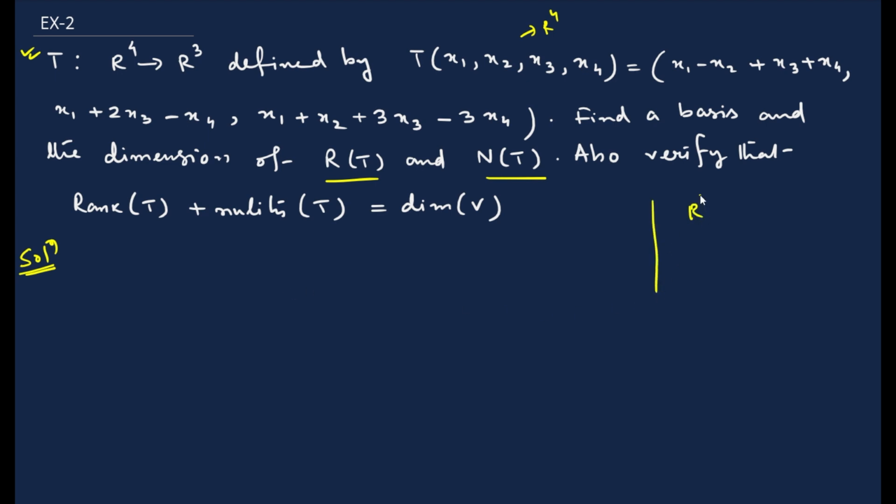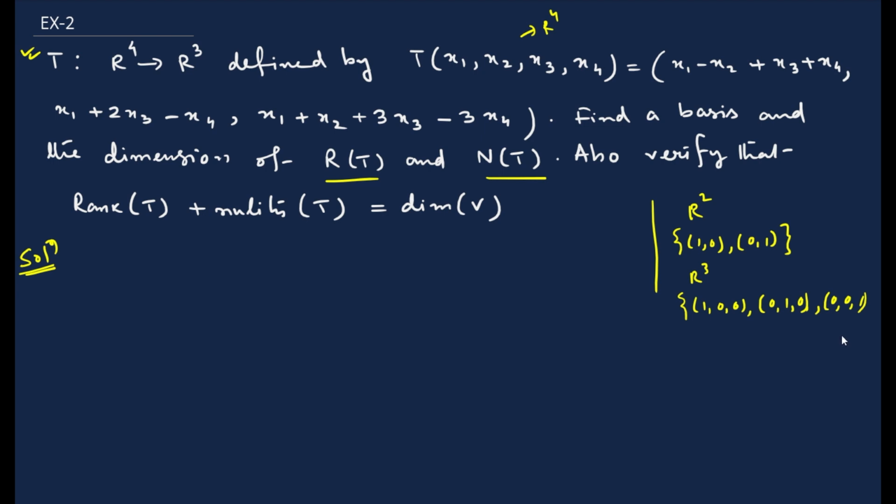When you take R square, there is a standard basis which is (1, 0) and (0, 1). In any book you'll find this. If it is R cube, again the standard basis is like this: (1, 0, 0), (0, 1, 0), and then (0, 0, 1). But in our case it is R to the power 4. Since it is R to the power 4, our standard basis will be (1, 0, 0, 0), (0, 1, 0, 0), then (0, 0, 1, 0), and the last one is (0, 0, 0, 1).